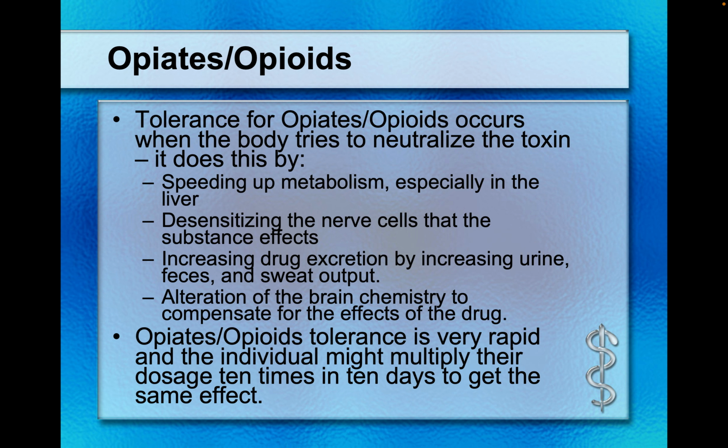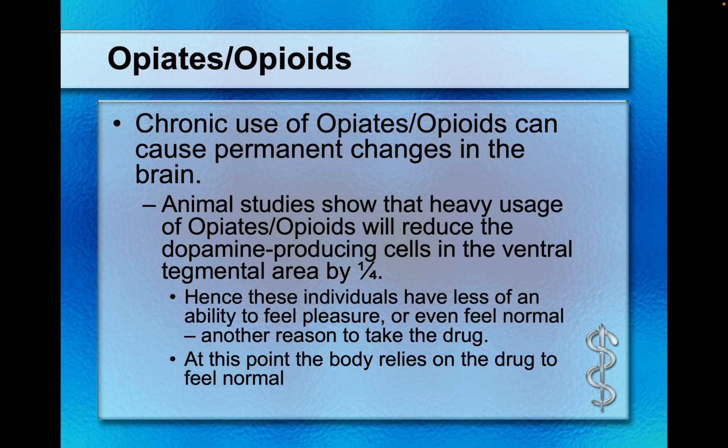Opioid tolerance is very rapid, and the individual might multiply their dosage 10 times in 10 days to get the same effect. Chronic use of opioids can cause permanent changes in the brain. Animal studies show that heavy usage of opioids will reduce the dopamine-producing cells in the ventral tegmental area by 1/4. Hence, these individuals have less of an ability to feel pleasure or even to feel normal, another reason to take the drug. At this point, the body relies on the drug to feel normal.